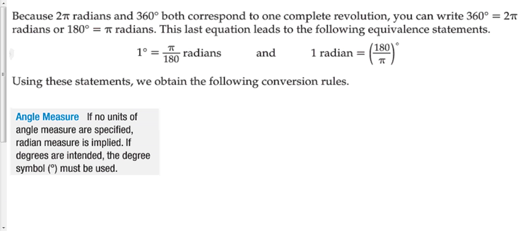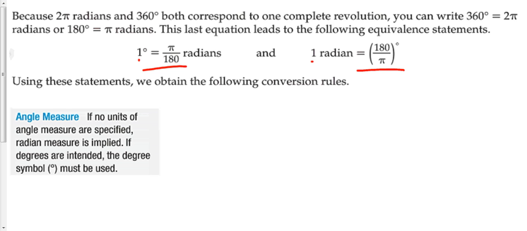Because 2 pi radians and 360 degrees both correspond to 1 complete revolution, we can write that 360 is equal to 2 pi radians, or 180 is equal to pi radians. This relationship will give us a couple of equivalent statements: 1 degree is equal to pi over 180 radians, and 1 radian is equal to 180 over pi degrees.